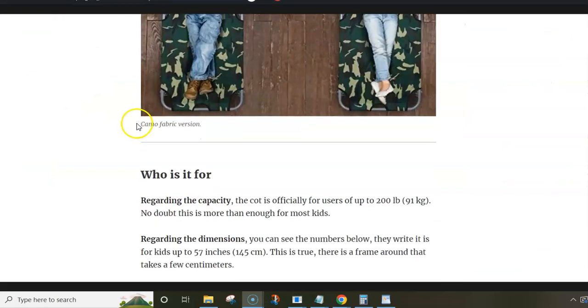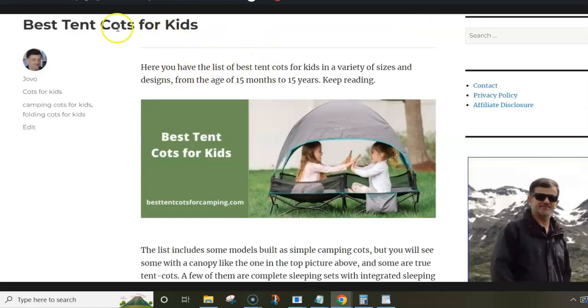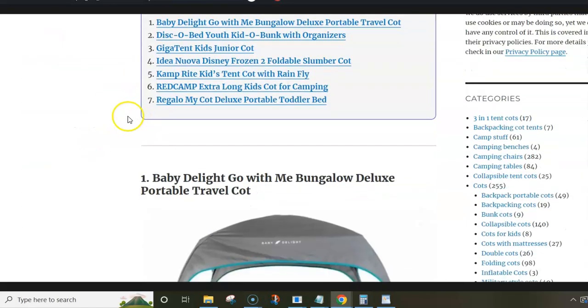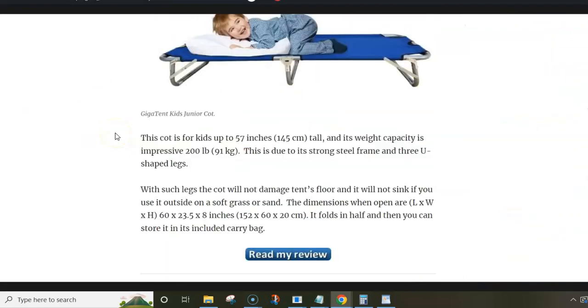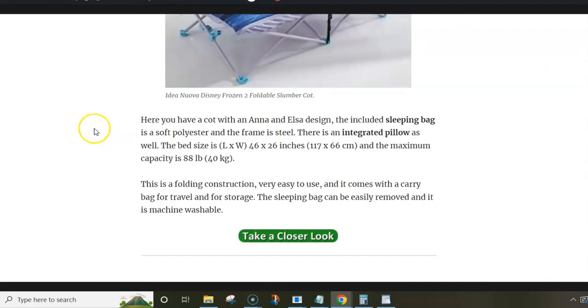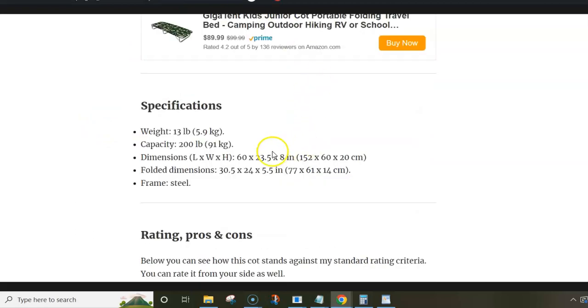Regarding the dimensions and the numbers, the cot is a bit heavy, almost 6 kilograms, but this is typical for this type, and you can realize it if you go to my separate list of cots for kids, where this cot is also included, and there are several different designs here. So this is typical, what you would expect from such a folding cot. And the capacity is 91 kilograms, which is obviously very good.